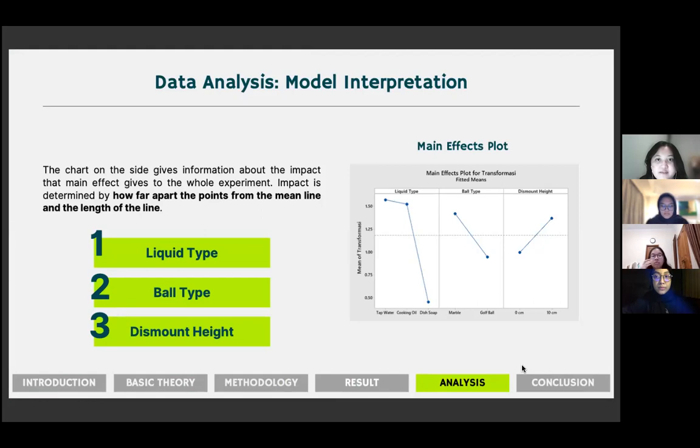Then we'll look at the main effect plot, and we can conclude that all of the main effects have an impact on the experiment. However, the most significant impact is given by the liquid type. Next.